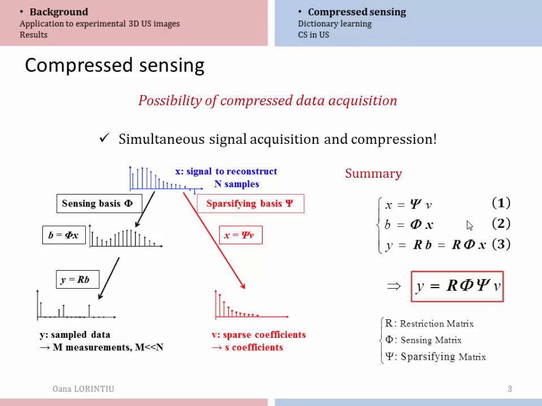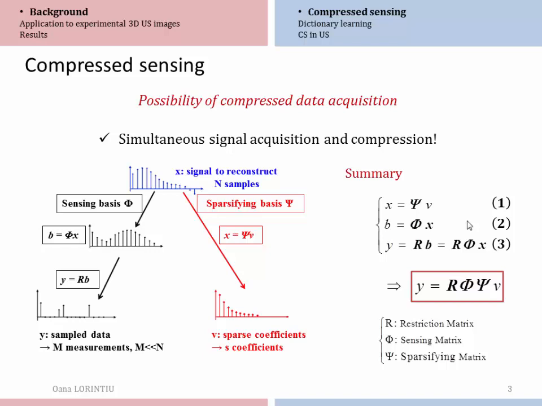the mathematical formulation is quite straightforward. For the sparsity hypothesis, given here by equation 1, X is sparse in psi. Then the linear measurements part is given in the third equation, and the vector of measurements that we acquire depends on R, which is a random subsampling matrix, and on phi, which is the acquisition matrix, and on psi. And V is the vector of sparse coefficients.